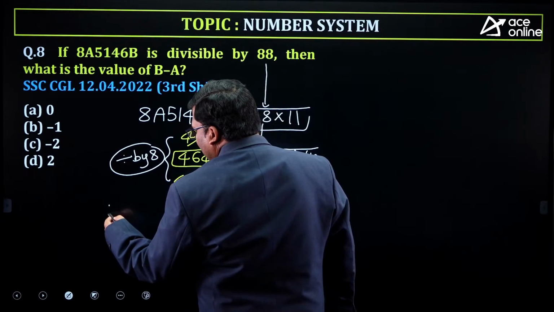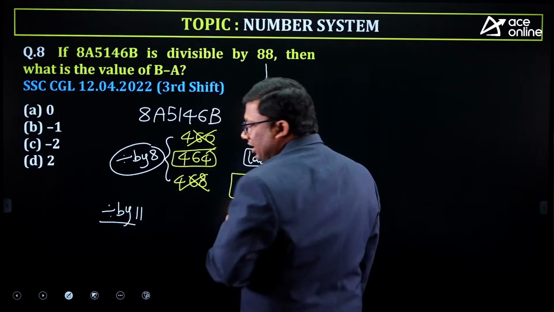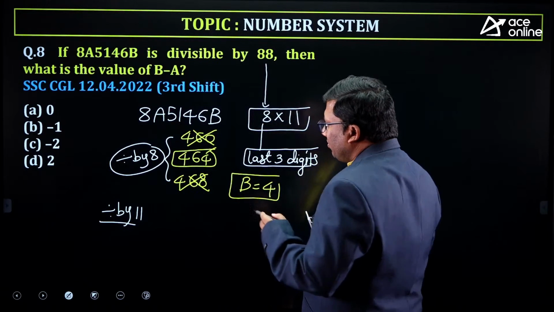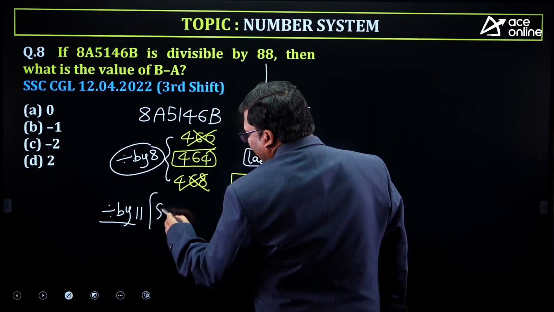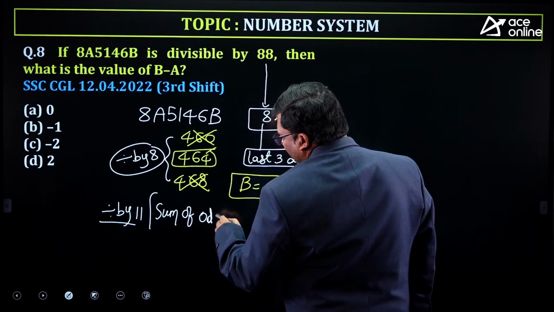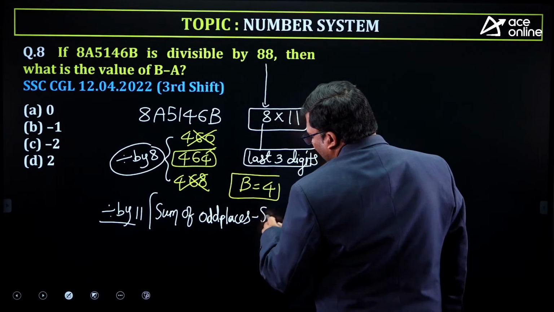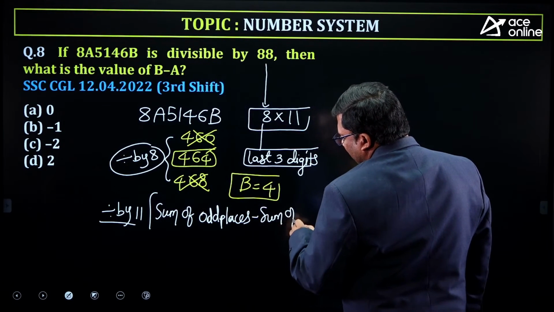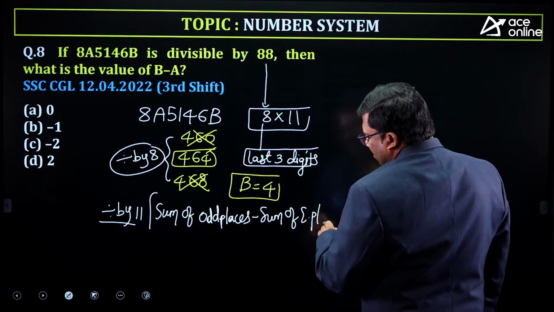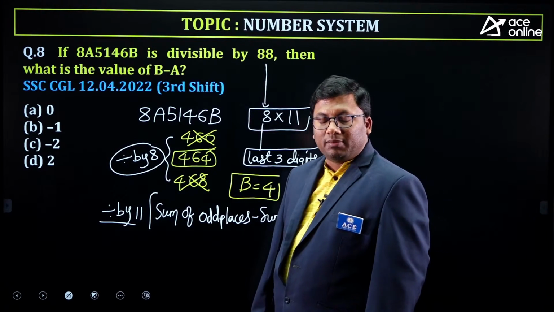Now let us do the divisibility rule by 11. What is the divisibility rule by 11? Sum of odd places minus sum of even places. It should be divisible by 11.